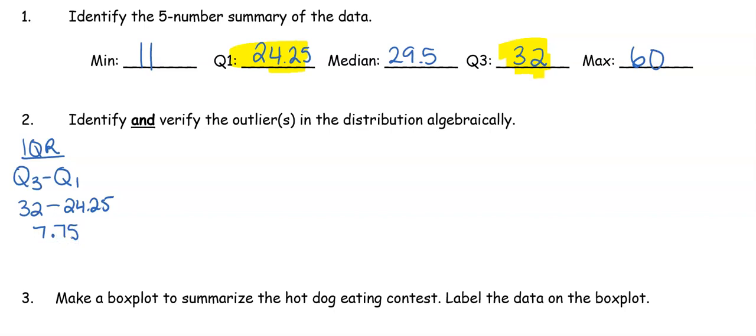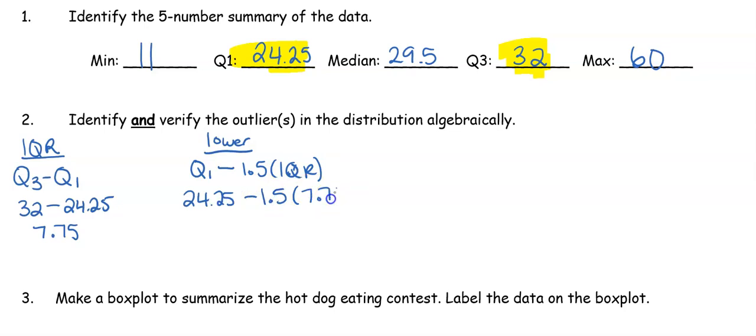So we either have numbers that are too small or numbers that are too big. If I'm going to check the lower, we do Q1, because that's the lower half of our data there, minus 1.5 times IQR, because it's as small as it can be. The Q1 being 24.25 minus 1.5 times the IQR that we just calculated. And we end up at 12.625. So if there are any numbers that are smaller than 12.625, then it is a lower outlier.